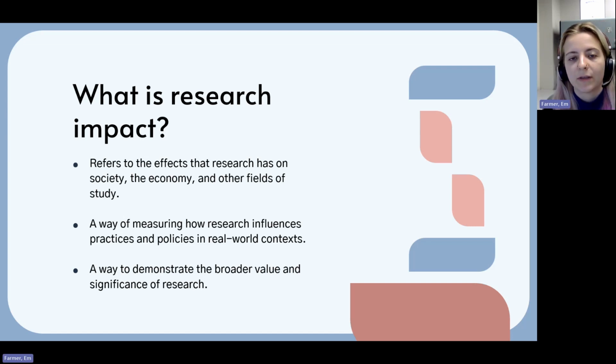Let's think of an example. Let's say a psychology professor publishes a study about mindfulness and stress relief. The academic impact of that publication would be how many times it had been cited by other academics or in journals. The non-academic impact would be how that work has influenced companies and how they manage stress relief with their employees, or how that study is being talked about online.